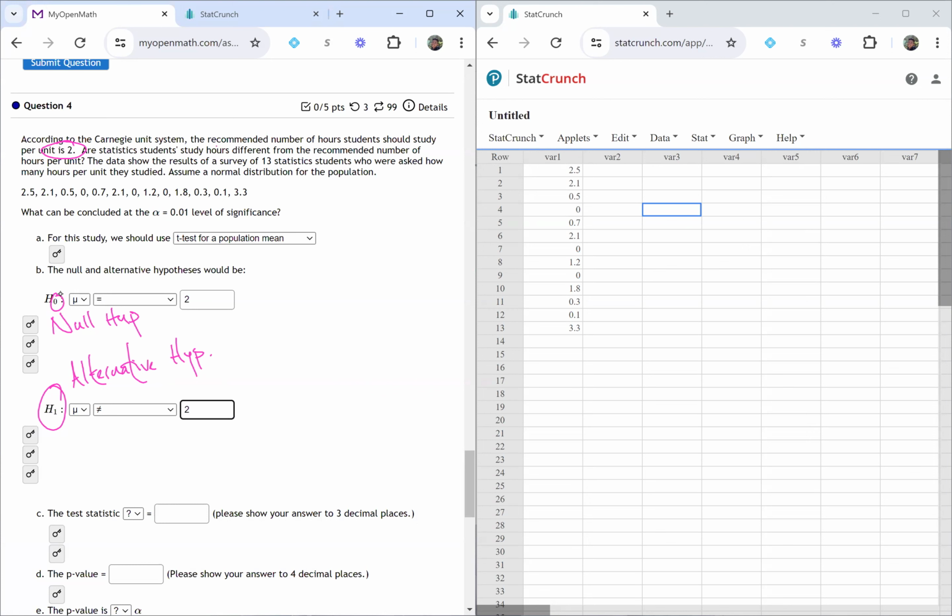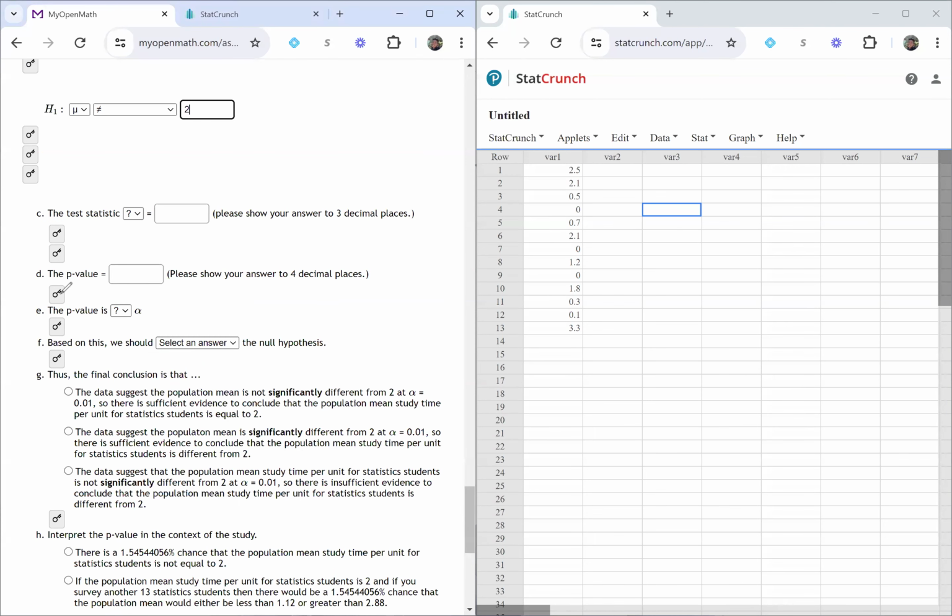All right. Now the rest of this, parts C and D and E and F, we are going to need StatCrunch. So this is a good time to pause if you want to copy anything down on the screen, but I'm going to go ahead and delete. Okay, and so now let's take a look at this.